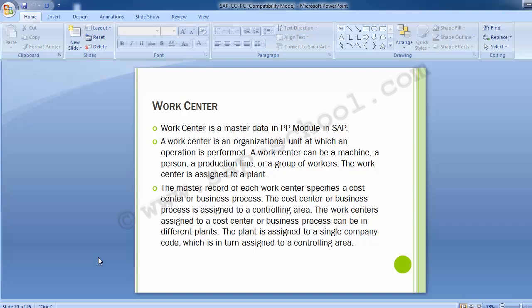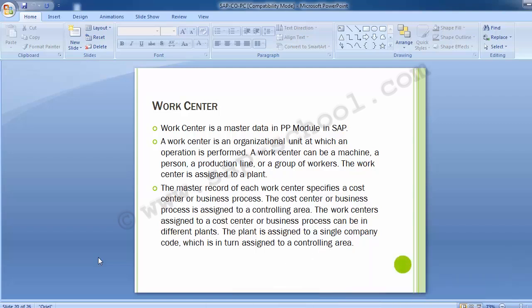The master record for each work center specifies a cost center and/or a business process. The cost center or the business process is assigned to a controlling area. The work centers assigned to the cost center or the business process can be in different plants as well. The plant is assigned to a single company code, which in turn is assigned to a controlling area. So it can be said that all these things are internally assigned to each other for the linkages.